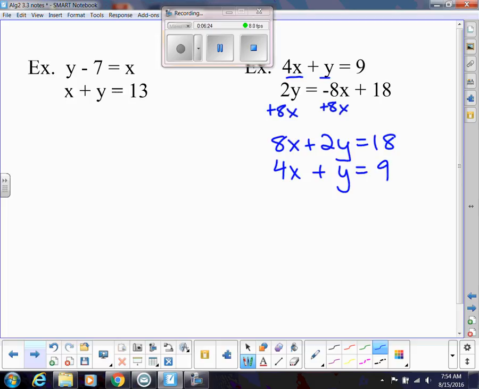The reason I wanted to show you that is because a lot of times in our geometry problems, it's not going to be set up real nicely for elimination. So you might have to do that first step. Or some of you might choose, this one would be very easy to solve for y, and you might choose substitution instead. I just want to point that out to you, that sometimes you have to rearrange them in order to use elimination.